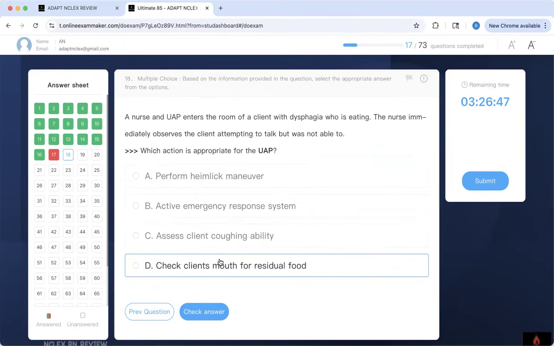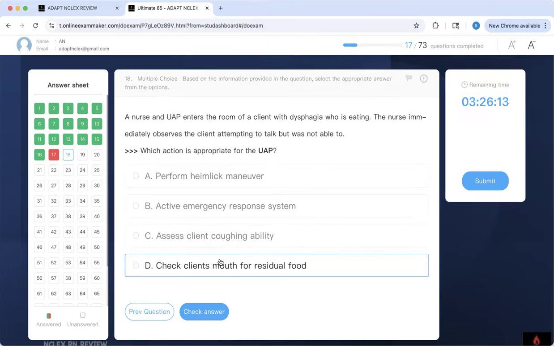A nurse and a UAP enter a room of a client with dysphagia who is eating. The nurse immediately observes the client attempting to talk but not able to. Which action is most appropriate? You went in, patient eating, patient looks like they're choking based on the description. Rewrite the question on your own. It looks like I'm choking. What should the nurse delegate to the UAP? Perform the Heimlich maneuver, activate emergency response system, assess the client's coughing ability, check client's mouth for residual food.